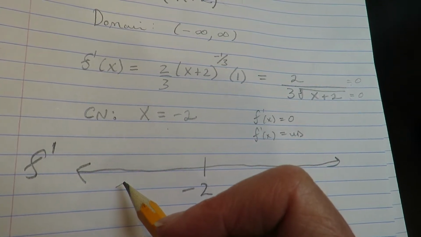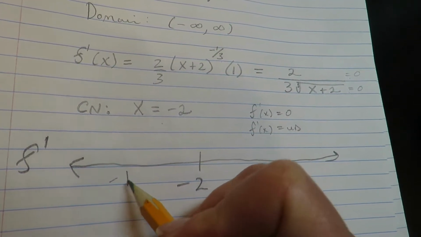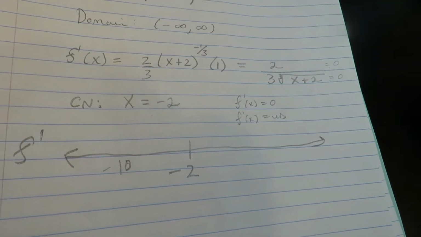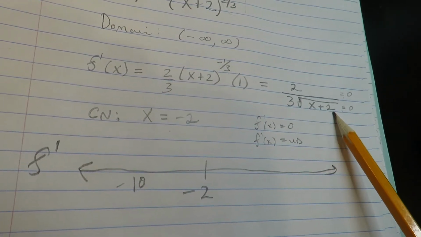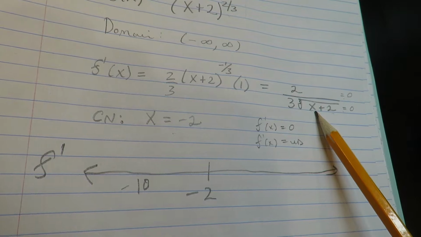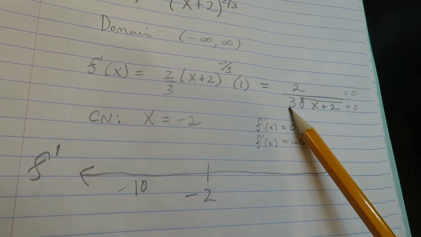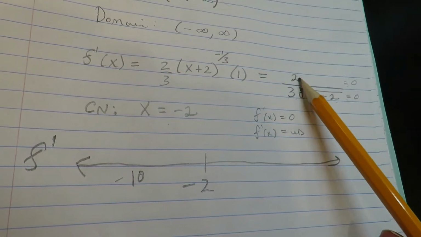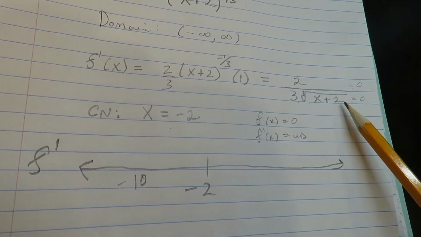Okay, so let's say I put in -10, for instance. If I put -10 into here, -10 plus 2 is -8. The cube root of -8 is -2. -2 times 3. Well, in short, the 2 and the -2 would cancel. We just say that's -1/3.